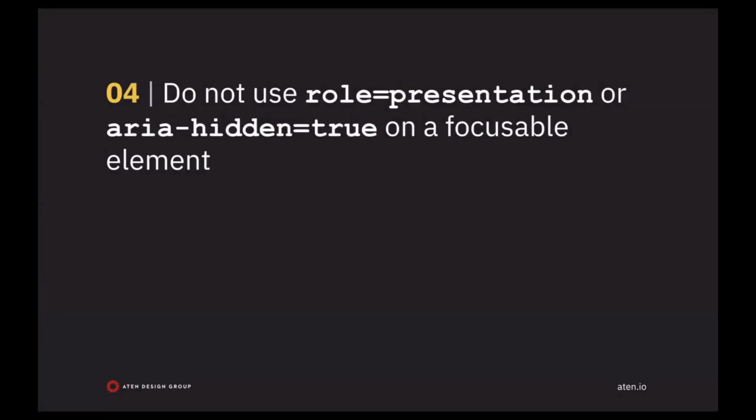The fourth rule is do not use role presentation or ARIA hidden true on focusable elements. This is another great example where ARIA is just conveying information to a screen reader user, but it does not change how it functions. If you add ARIA hidden to an element, especially an interactive element like a link or a button, a user will visually see the interactive element, but will not be able to interact with it with the screen reader. You are removing the functional feature.